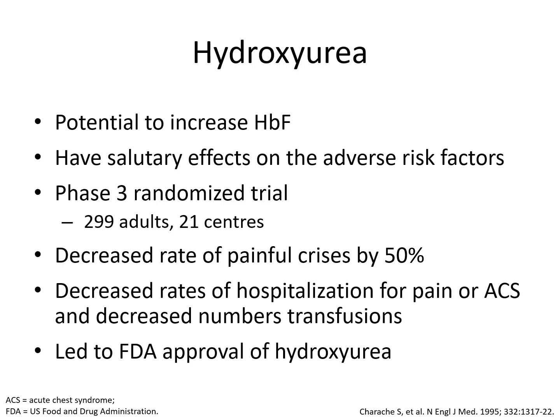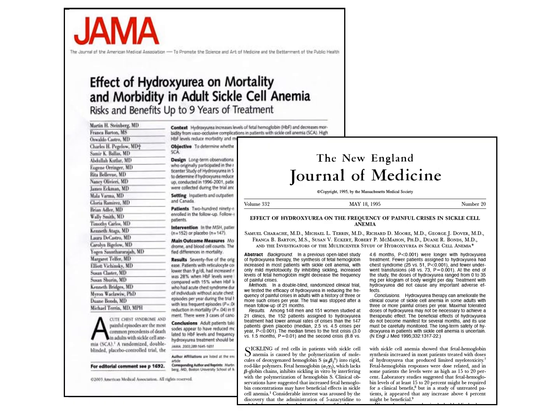This was shown in a randomized placebo-controlled study, which was published in 1995. It increased hemoglobin F, decreased the rate of pain crisis, decreased the rate of hospitalizations for pain or acute chest syndrome, and of course decreased white count. And there were a series of landmark publications that showed that hydroxyurea impacted both the acute problems and led to decreased mortality and morbidity in patients with sickle cell disease.